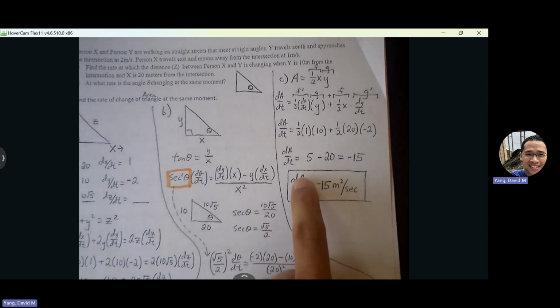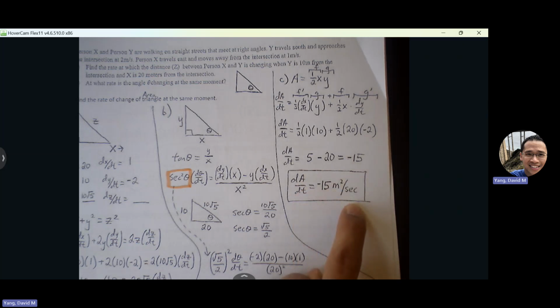Our units of measure, area is a two-dimensional unit, so it's got to be meters squared. Time is seconds, so meters squared per second.